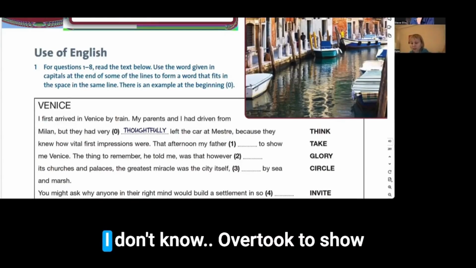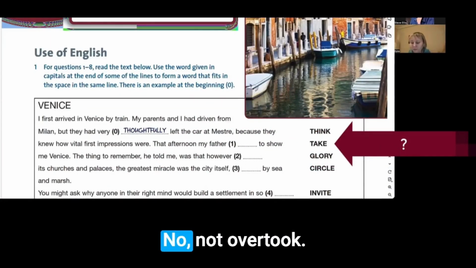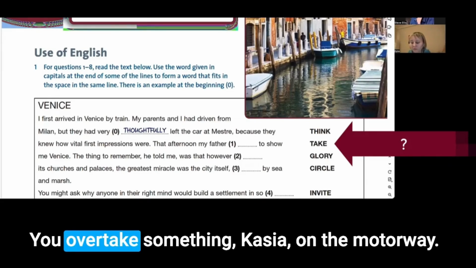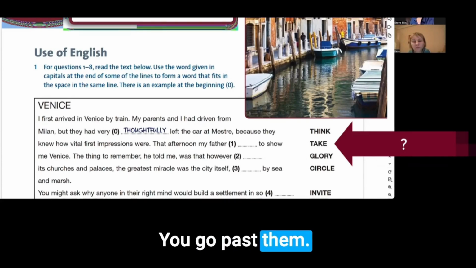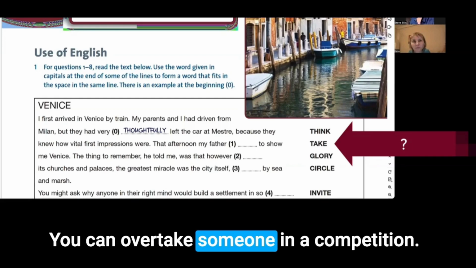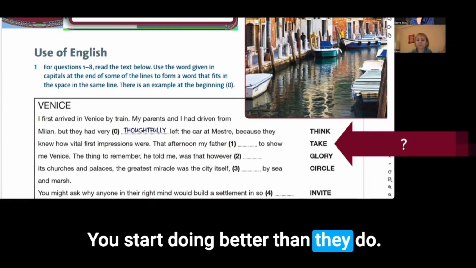To be honest, I don't know. Overtook to show me Venice, but it sounds odd. No, not overtook. You overtake something, Kasia, on the motorway. You go past them. You can overtake someone in a competition. You start doing better than they do.